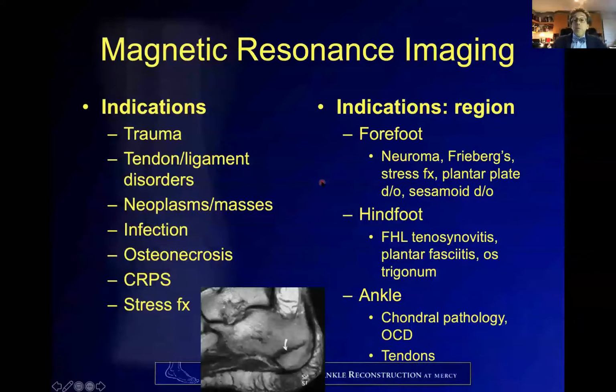And we could look at different regions very well. So in the forefoot, we could look at neuromas, Freiberg, stress fractures, plantar plate injuries, and sesamoid disorders. In the hindfoot, we could look at flexor hallucis longus tendinitis, plantar fasciitis, osteotrigonum in the ankle, chondral pathology such as osteochondral lesions, and tendons.